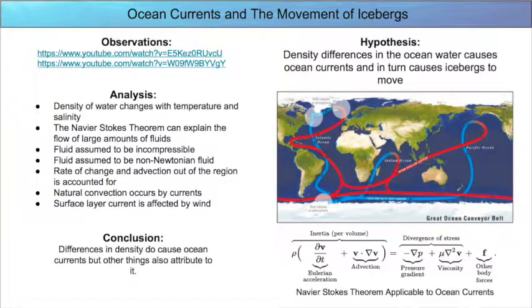Our topic is the movement of icebergs and the ocean currents that affect those icebergs. We hypothesized that density differences in the ocean water cause ocean currents and, in turn, cause icebergs to move.